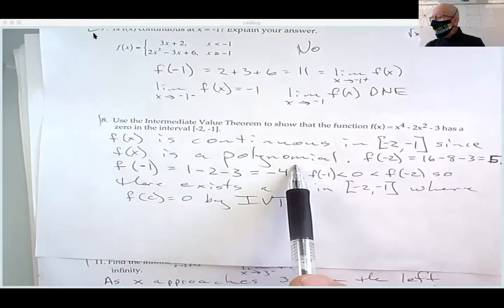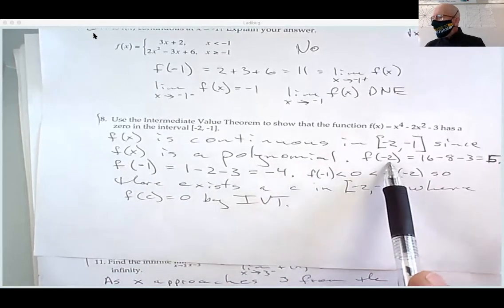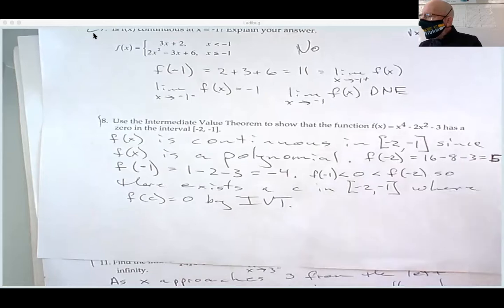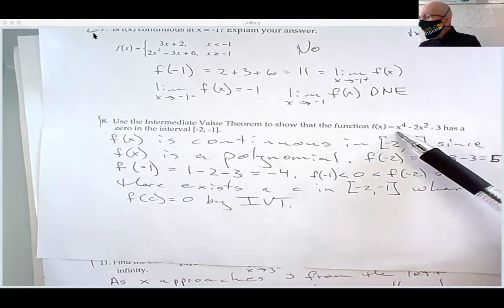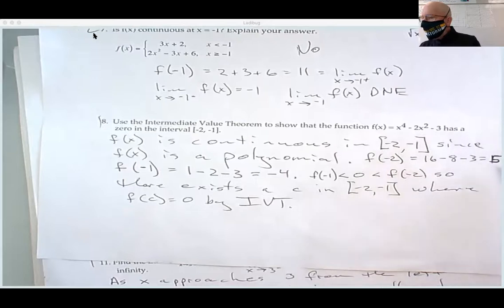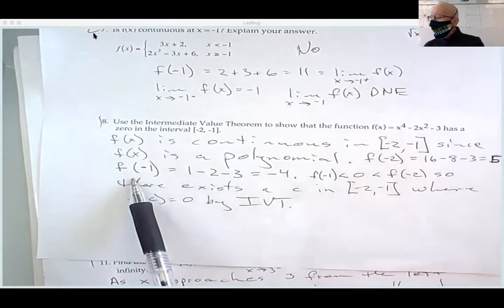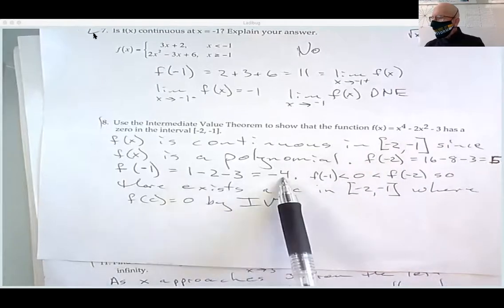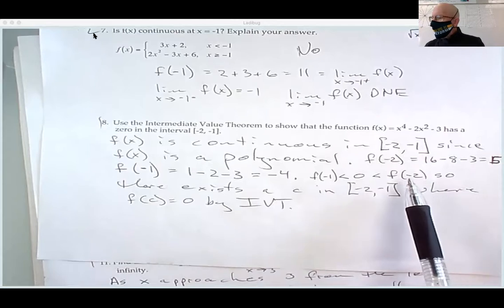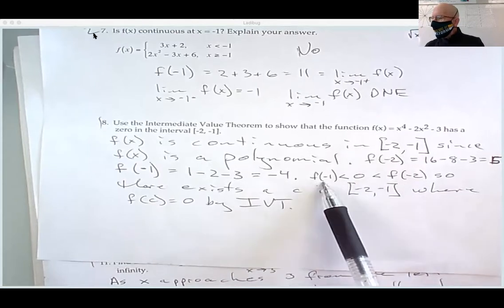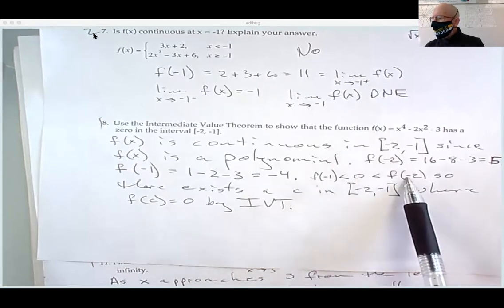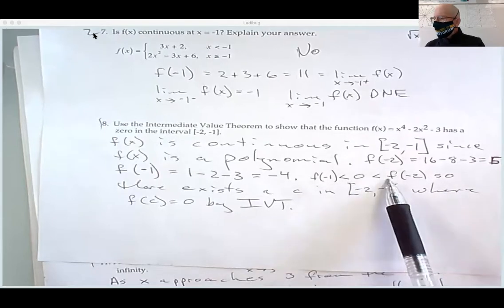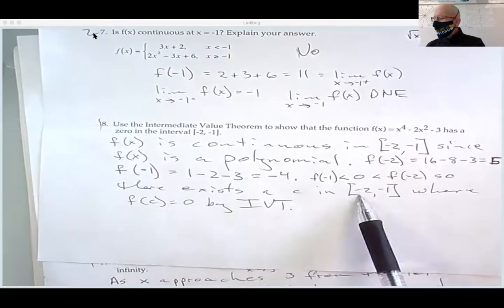Here I said f of x is continuous in this interval since f of x is a polynomial. That's my first statement. Then I said f of -2, and I came up with 5 because it's 16 minus 8 minus 3, because when you square, it's positive. Then when I plug in a -1, I get 1 minus 2 minus 3, which was a -4. So that means 0 is bigger than a -4 and smaller than 5. So there exists a C in this interval.